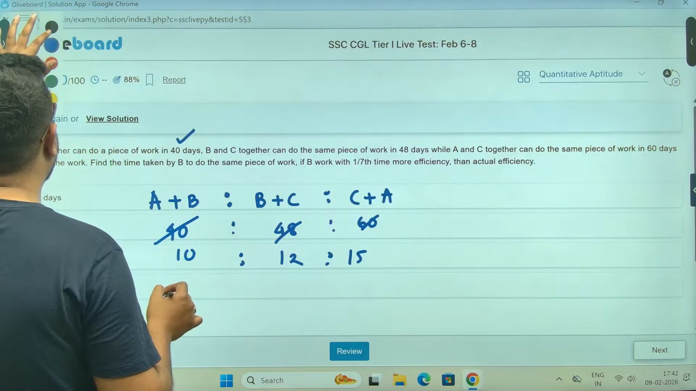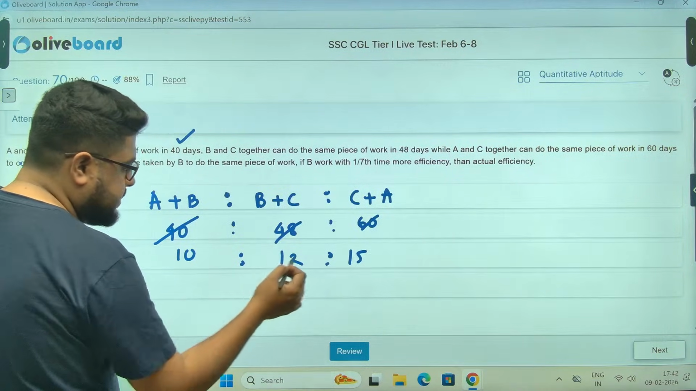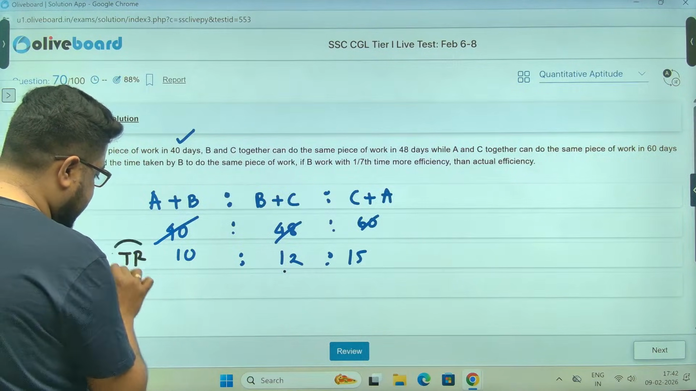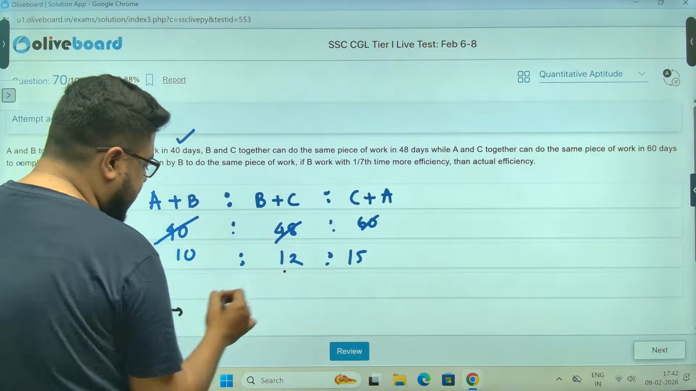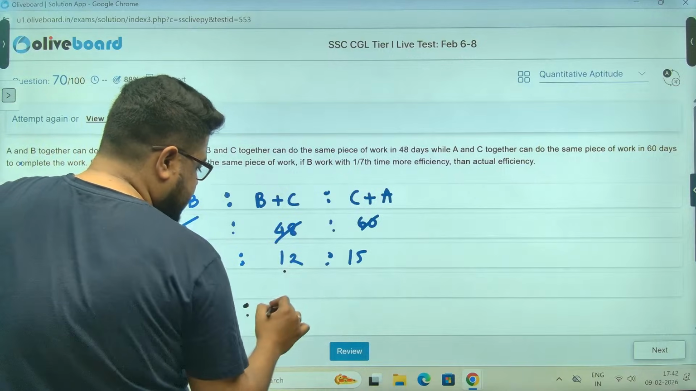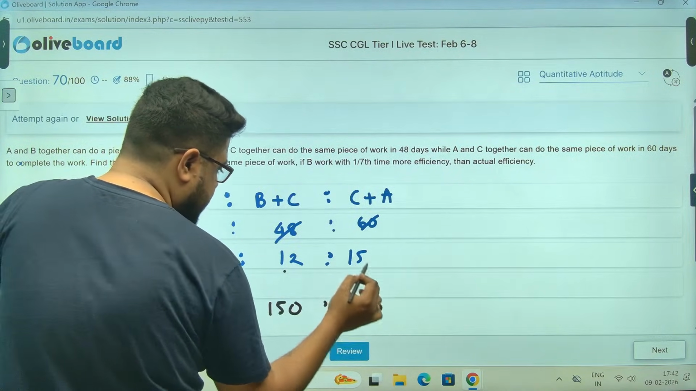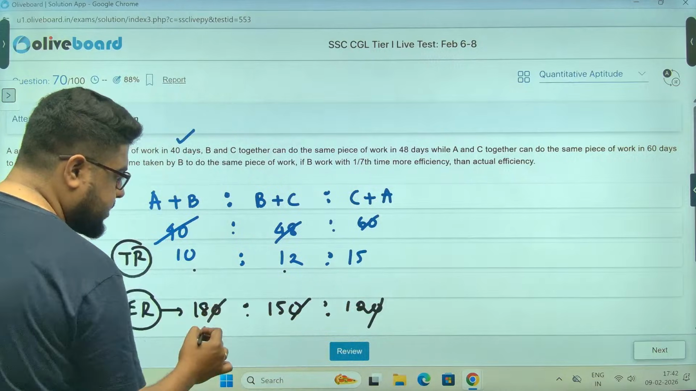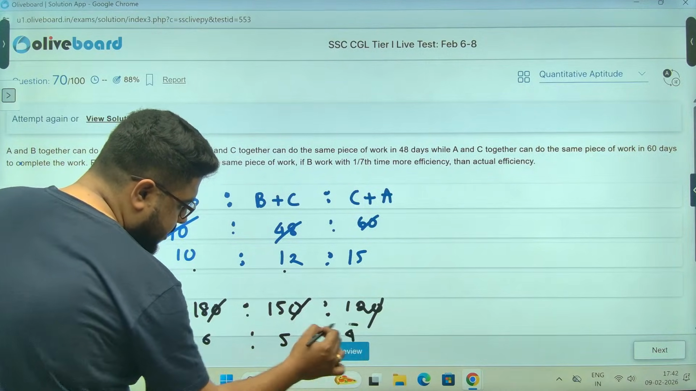Now what can you do? Sir, this is 12 into 15, the time ratio. I need the efficiency ratio, so I need the inverse ratio: 12 into 15 is 180, 10 into 15 is 150, 10 into 12 is 120. This is gone, this gone, this gone. 3, 6, 5, 4.